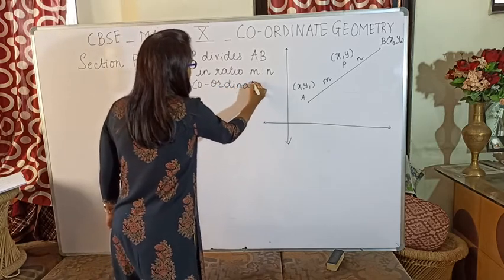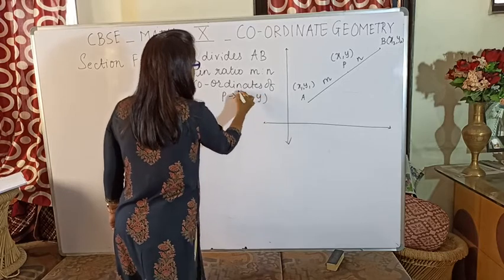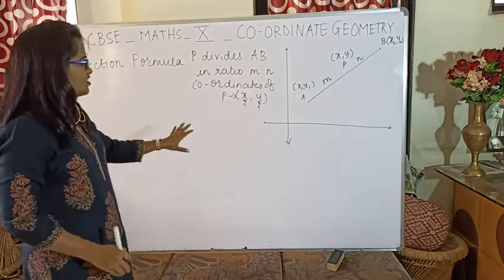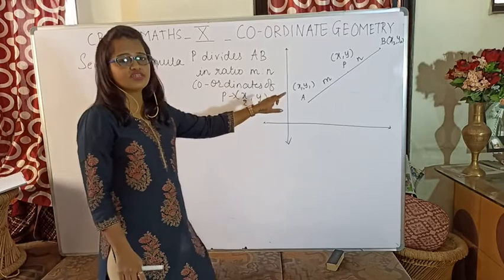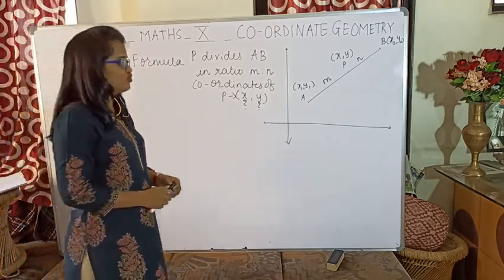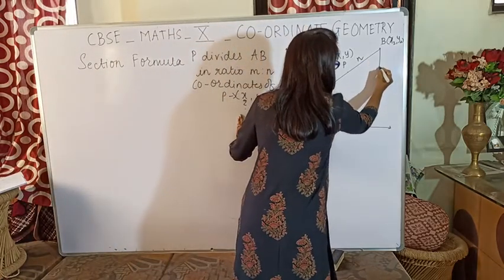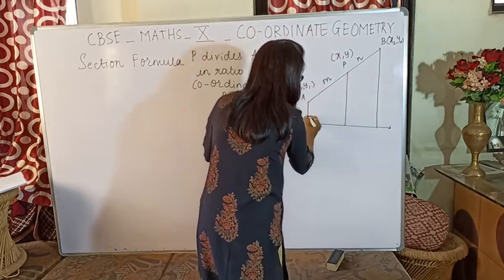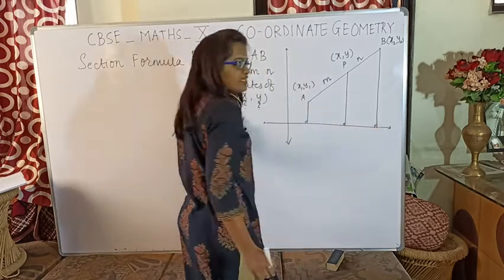I have assumed the coordinates of P to be (x, y). So you have to find the value of x and the value of y. If you find these two values, you will get the section formula. I have already considered it as a general formula, so by deriving this directly, we will get the section formula. For this, let us draw three perpendiculars from B, P and A on the x-axis.